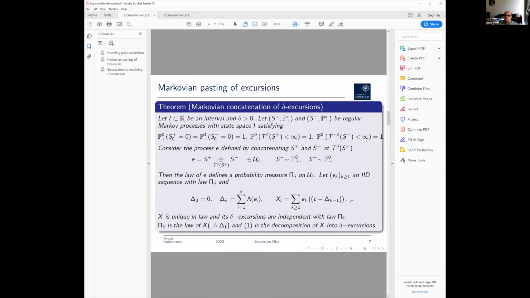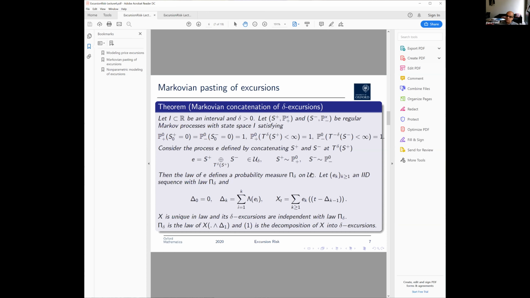get a process with a desired decomposition in delta excursions. More specifically, I can build a process with a given distribution of delta excursions. So this is a way of constructing the probability measure pi delta on the space of delta excursions, and then you generate IID copies from it and paste them together.